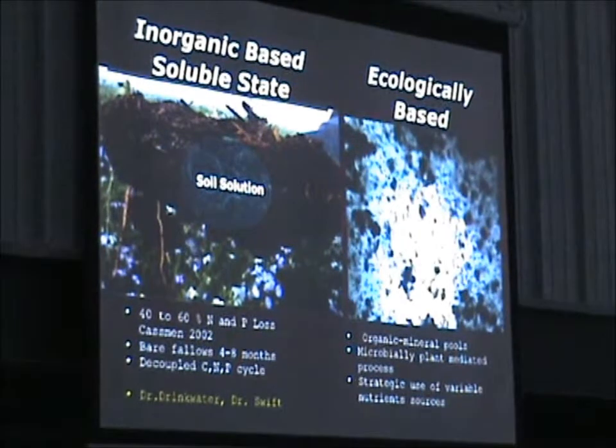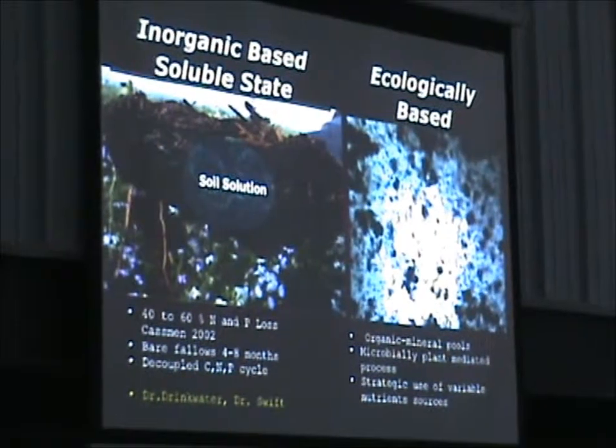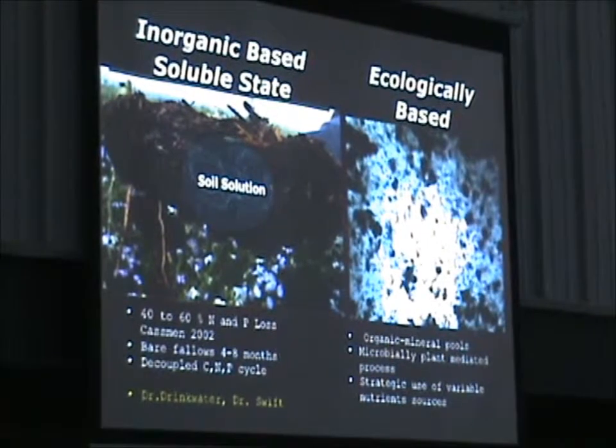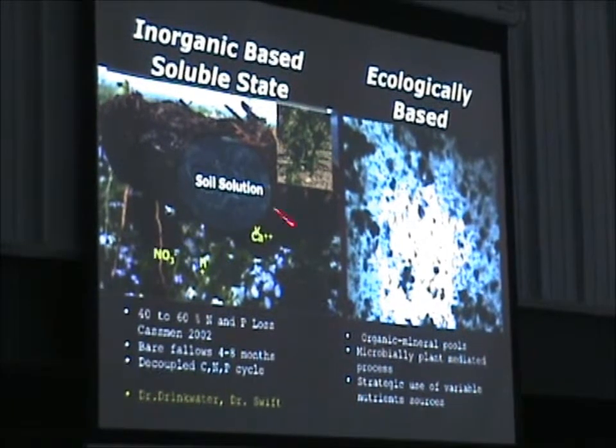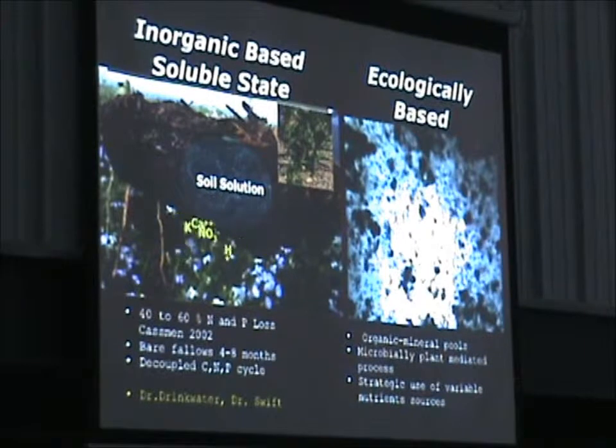Now, recent research by Dr. Drinkwater, Dr. Swift, great soil ecologist, Dr. Drinkwater's from Cornell. She's saying we need to get away from inorganic-based soluble state nutrient management. Right now, our nutrient management is based on inorganic base. It's all about the solute. It's all about the soil solution. And you know what the whole problem with that is? It looks at the soil very myopically, one-dimensional. The soil is multi-dimensional.